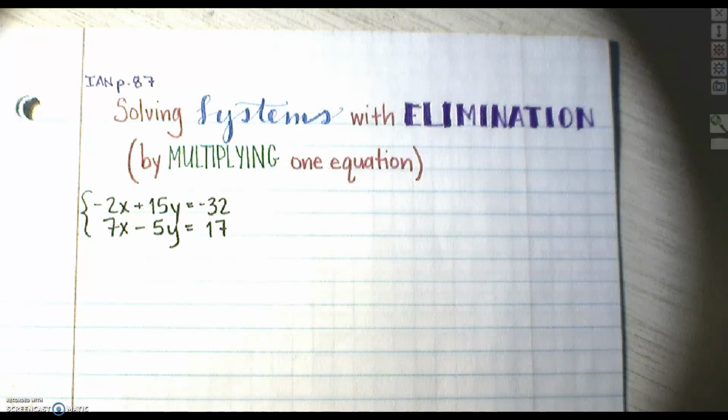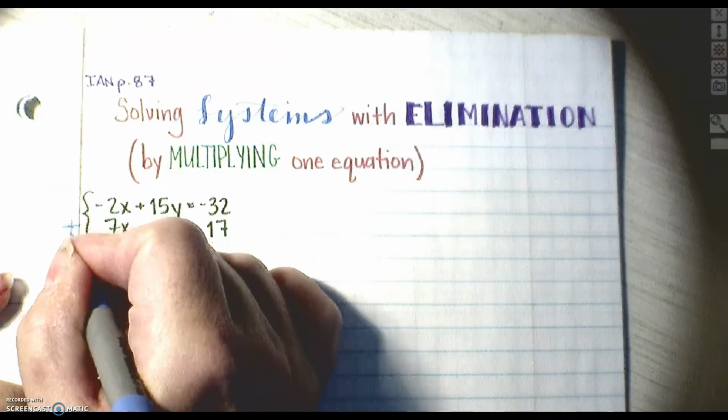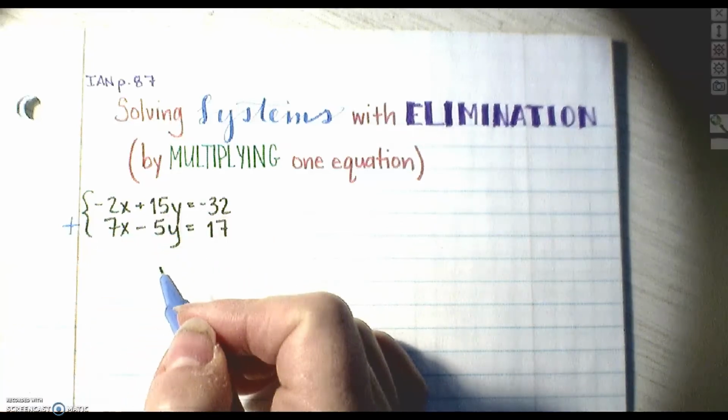Having previously learned how to solve systems of equations with elimination, we are now going to try to go one step further. If you recall from the last video, solving systems with elimination means adding two equations together with the goal of eliminating either the x or the y so that the other variable can be solved.